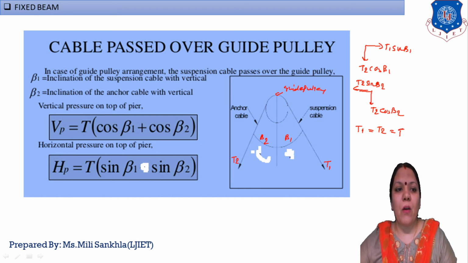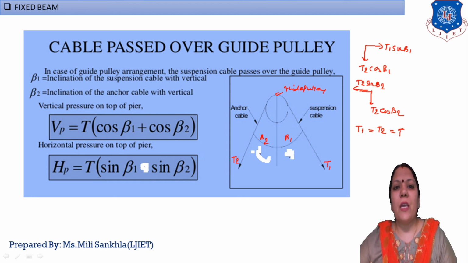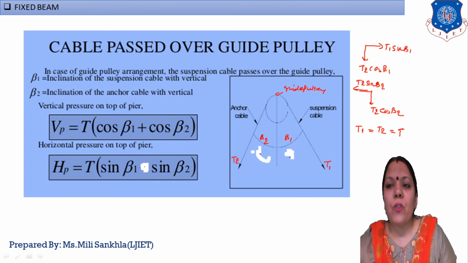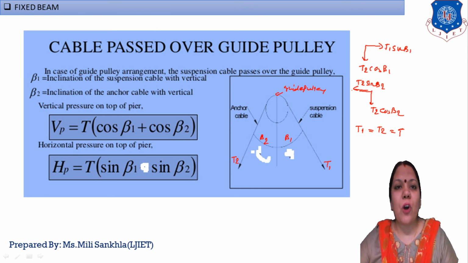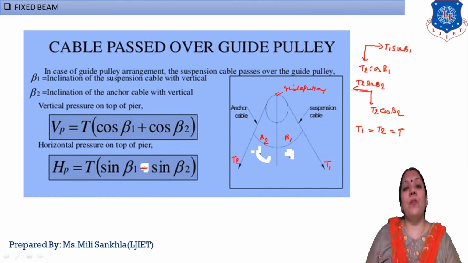Now what is the equation for the vertical pier? Just see here, T1 cos beta 1, then this force is again in the same direction, T2 cos beta 2. T is equal to T1 is equal to T2, so T common: T times cos beta 1 plus cos beta 2. Clear? Now the horizontal force, H. In H, this force is in the right direction and the other horizontal force is in the left direction. So first T is common: T sin beta 1 minus, because this force is in the right direction so positive, minus T sin beta 2. That means this is the horizontal force for a cable passing over the guided pulley.